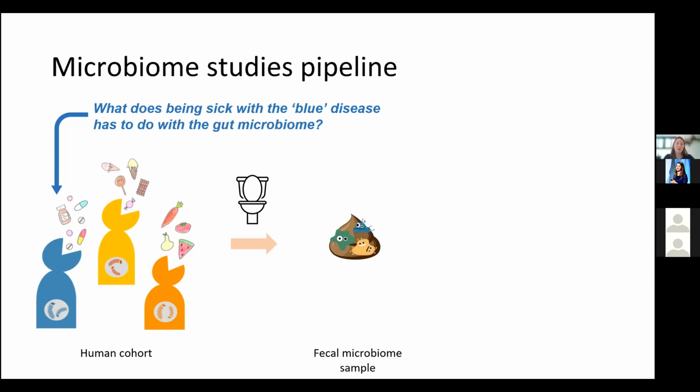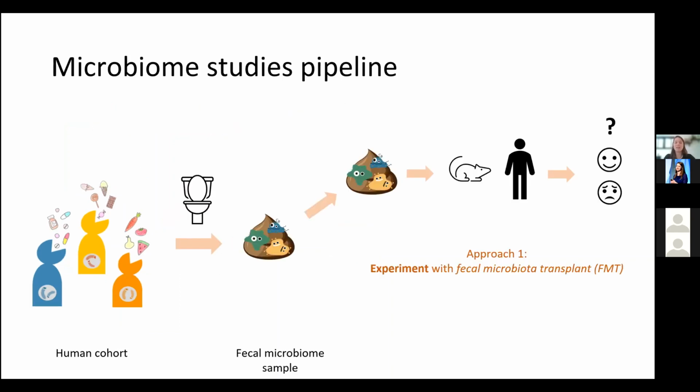And now what? One approach is to experiment: take the microbiome sample from the sick individuals, put it into a new organism, whether it's a mouse or even a person, and see whether it affects its health. And then take microbiome samples from the healthy individuals, also put them into a new organism and see whether they have an effect. This approach can help you establish causality of the microbiome in this condition. It does not, however, tell you what component of the microbiome affects this condition, or how the microbiome interacts with this disease.